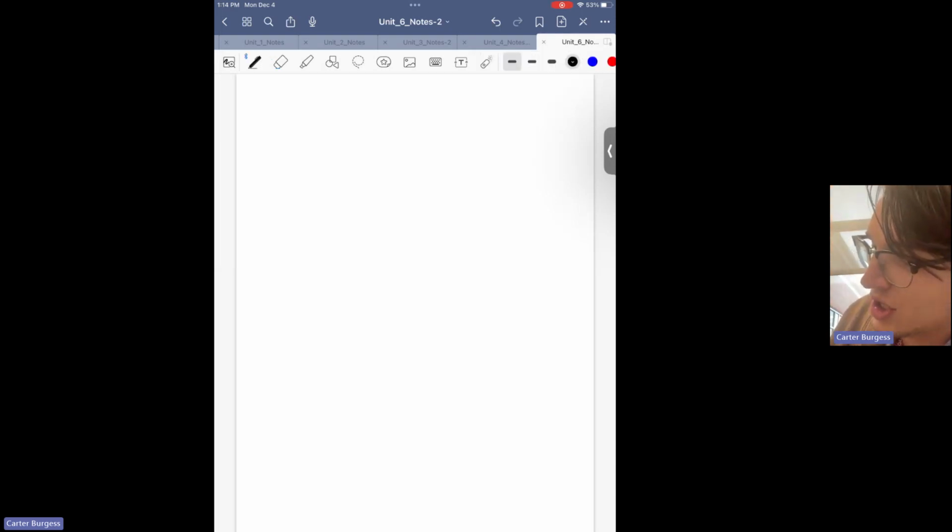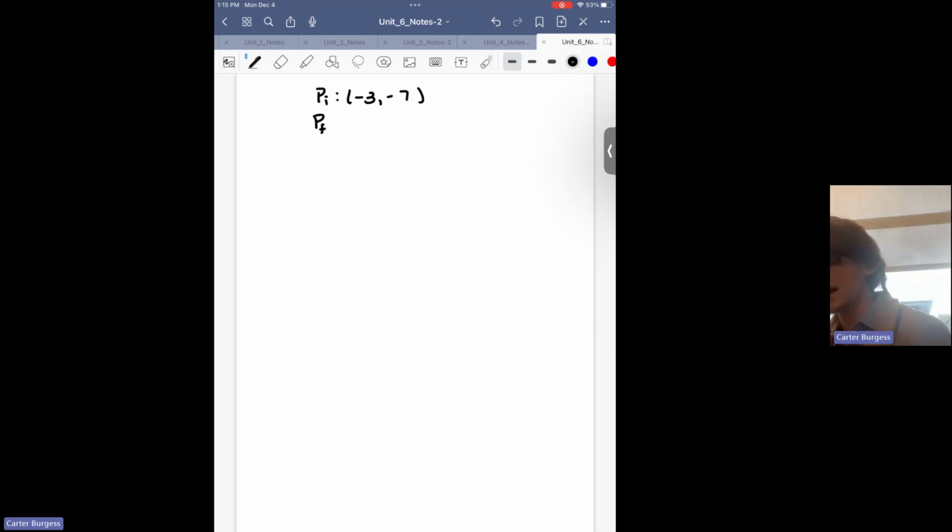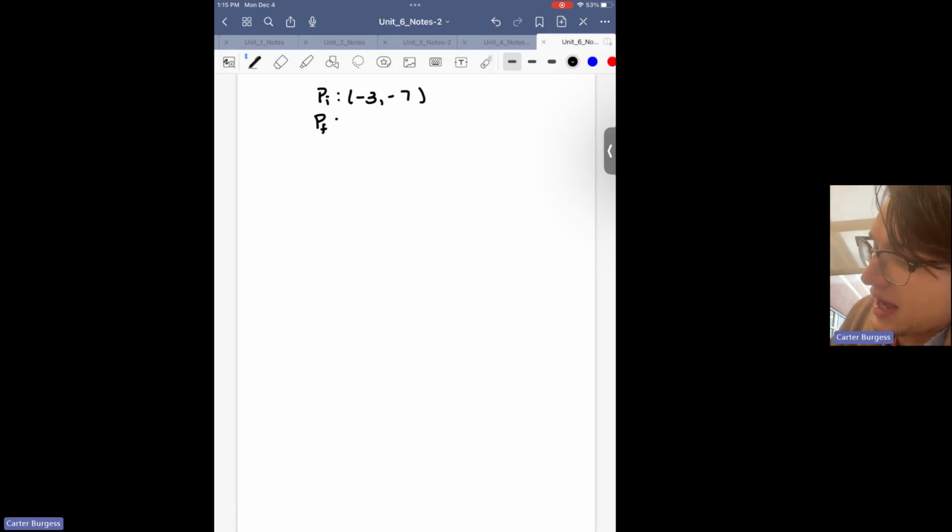All right, let's take a look at what we've got here. So in this case, we have our initial starting point for our vector at the point -3, -7. We have our concluding point here at 2, 5.